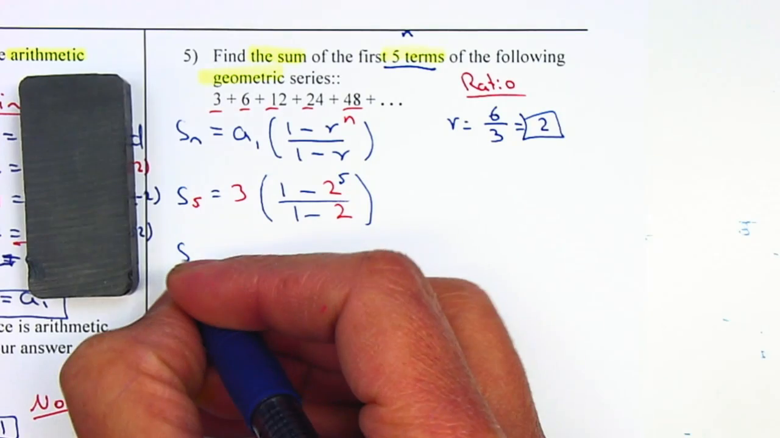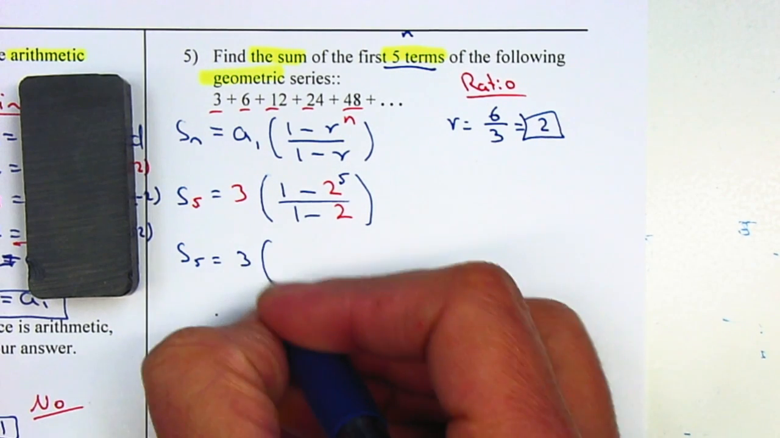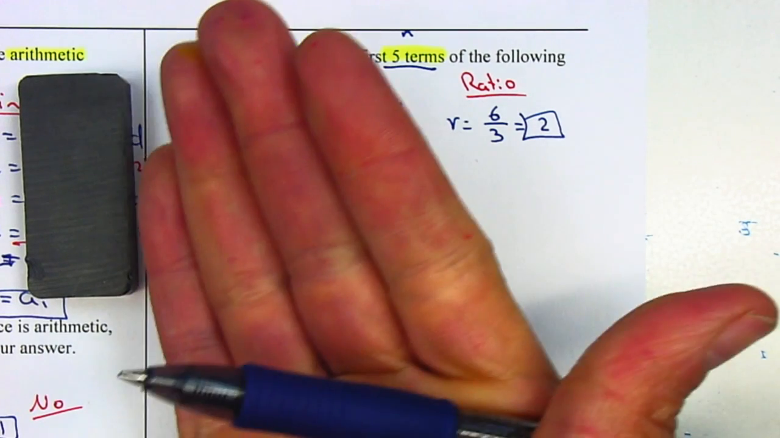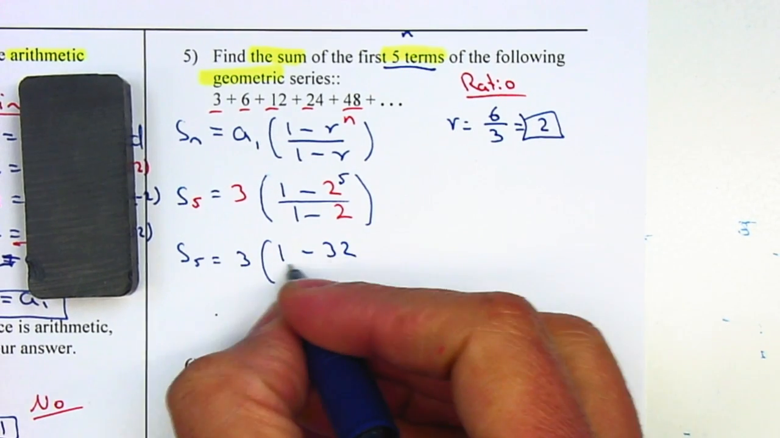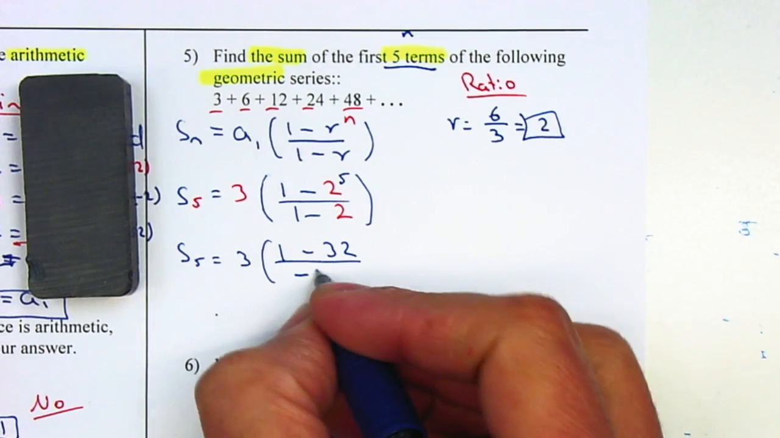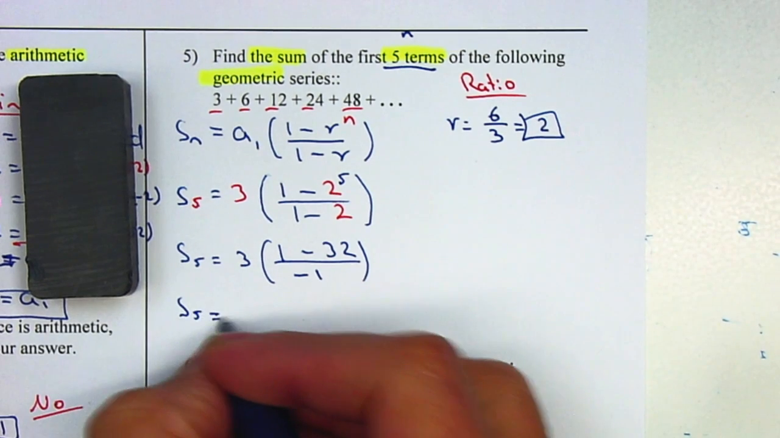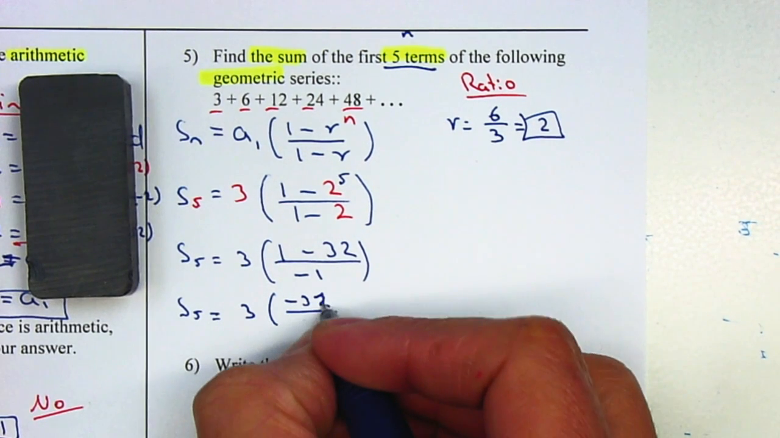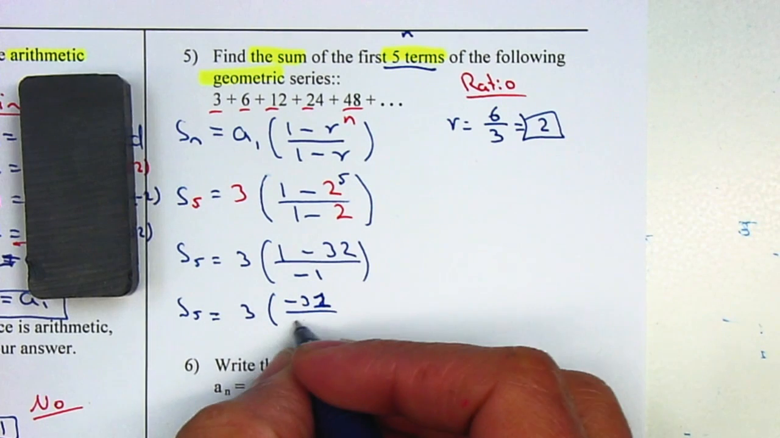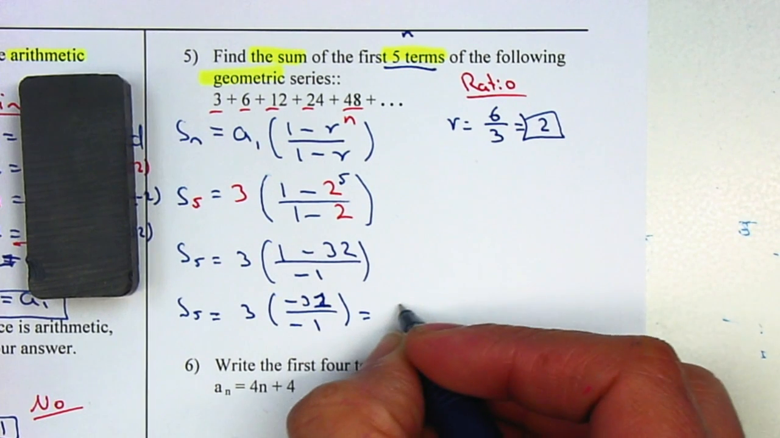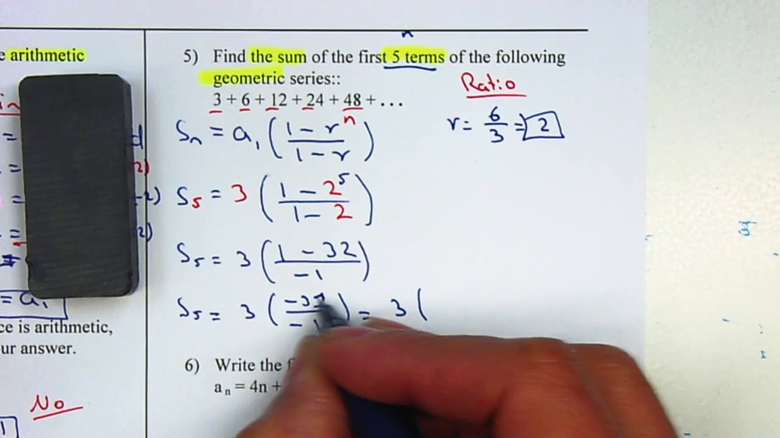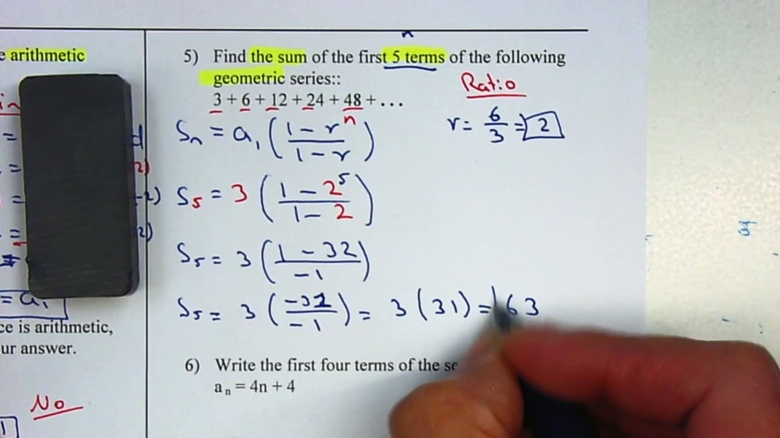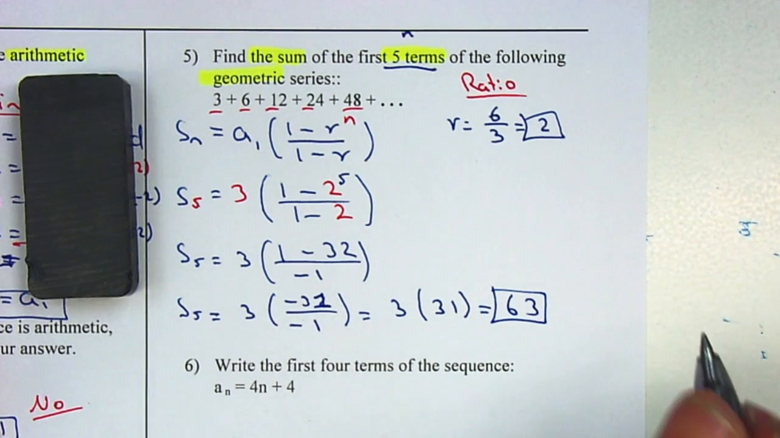From here we just simplify. The sum of the first 5 terms will be 3 times 1 minus 2 to the 5th power, which is 32, over 1 minus 2, which is negative 1. That gives me negative 31 over negative 1, since 1 minus 32 is negative 31. A negative divided by a negative is positive, so 31 divided by 1 is 31. So that gives me 3 times 31, which is 93.